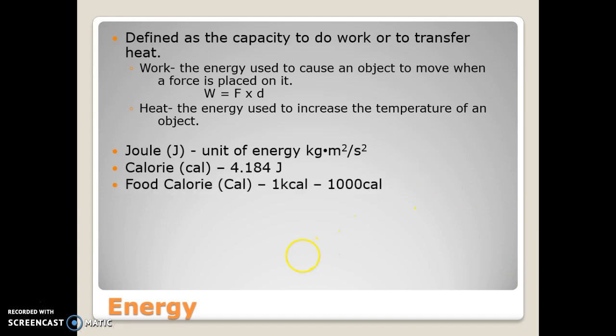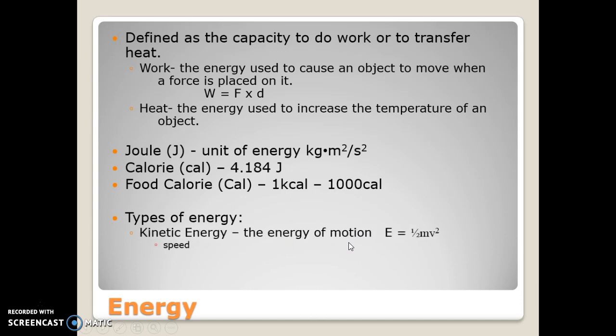However, the labels on food actually show food calories, which is not a typical calorie, it's actually a kilocalorie. So labels that you're reading, if something has 120 food calories, it actually is 120,000 normal little calories that we use in chemistry.